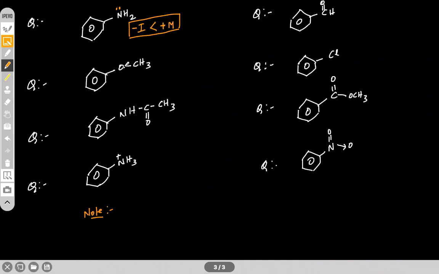Clear? Again, this oxygen has two lone pairs on it, so obviously it shows plus M. Will it show minus I? Yes, because oxygen is more electronegative. So here also minus I is possible, but again plus M dominates minus I. Yes, resonance dominates. Okay. Nitrogen has one lone pair on it, so obviously it shows plus M, and minus I also, but again plus M dominates over minus I. At least one lone pair.